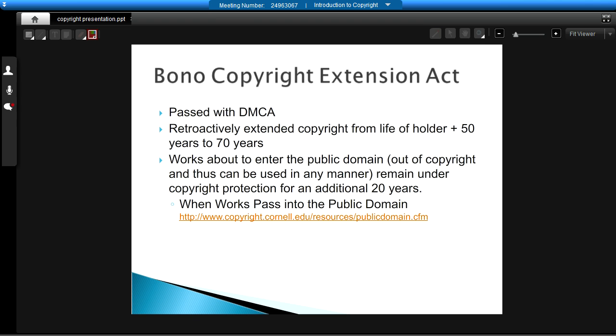By extending the copyright for an additional 20 years, he lost the ability to publish a whole bunch of stuff that had already rolled into the public domain. So his case made it to the Supreme Court, and the Supreme Court basically said there's nothing we can do about this. We can't rule because we don't have standing.